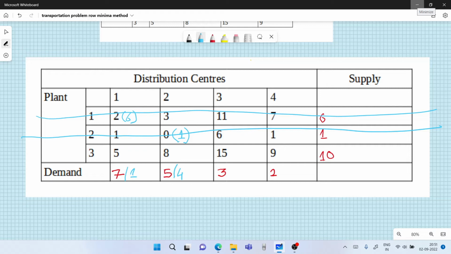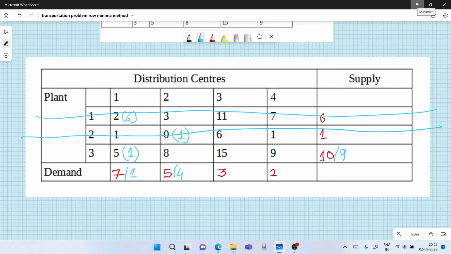Now let's go to plant number 3. Now, as you can see here, it can supply 10 million liters. Now, the least cost of supply is from plant number 3 to distribution center number 1. But the shortfall in distribution center number 1 is only 1 million liters. So, we just apportion 1 million liters to distribution center number 1 from plant number 3. So, now, the supply from plant number 3 is only 9 million liters.